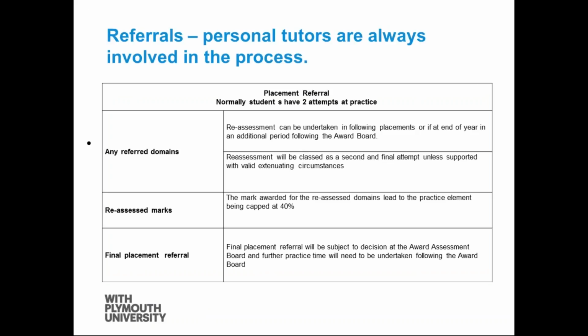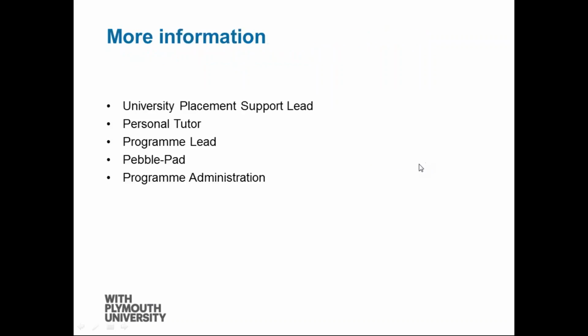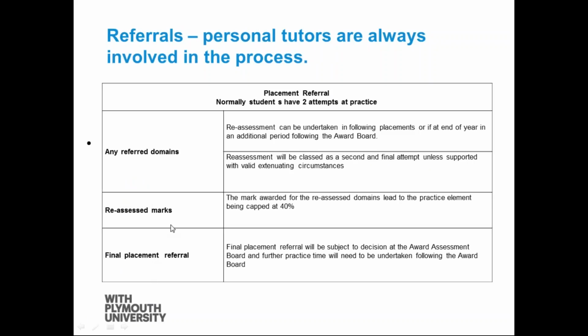So let's look at referrals. You have 2 attempts at practice. If you are referred in any of the domains, you reattempt them in the next placement. If it's the end of the year, then we allocate a time period following the award board for you to retake the domain. The reassessment of that domain is classed as your 2nd attempt. When you're reassessed, that mark will be capped at 40%.